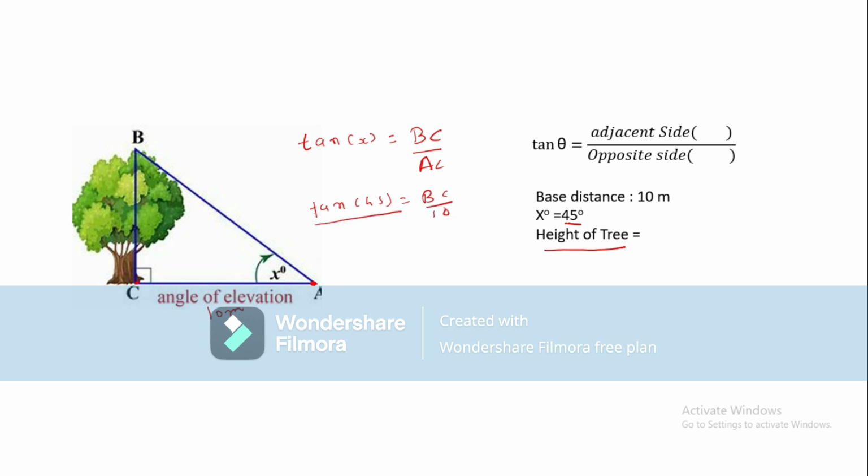As the tan 45 value is 1, we will explore in a future video why the tan of 45 degrees is 1. But as of now, tan 45 is 1. So 1 is equal to BC by 10. So BC is equal to 1 multiplied by 10, which is equal to 10 meters. BC is nothing but the height of the tree, which is 10 meters. So again, the height is 10 meters.